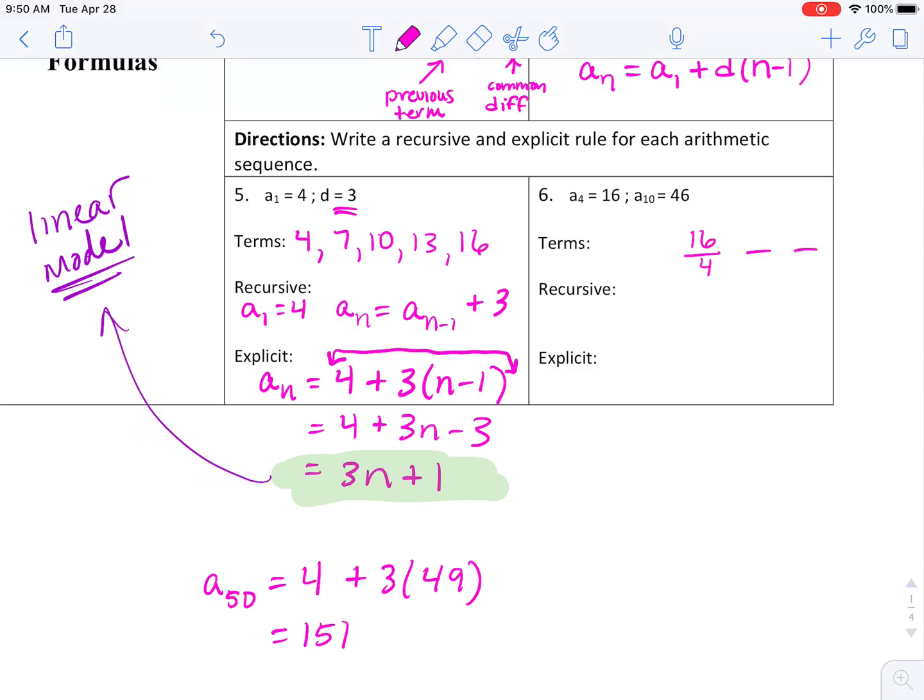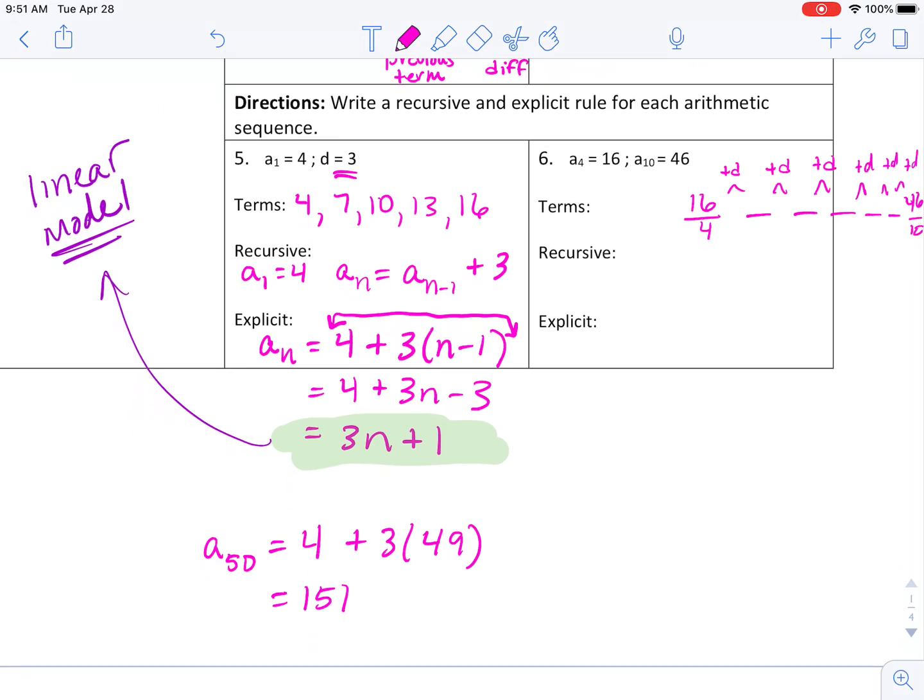So here's the 4th term. We don't know the 5th. We don't know the 6th, 7th, 8th, 9th. Now the 10th term was 46. So remember what's happening. We're adding some d, adding some d, adding some d. So from the 4th term to the 10th term, I've added 6 d's.